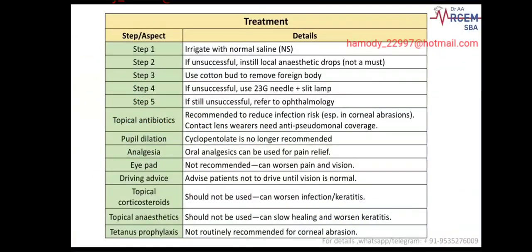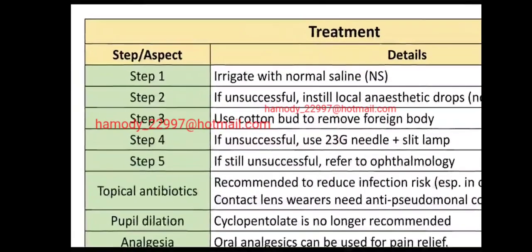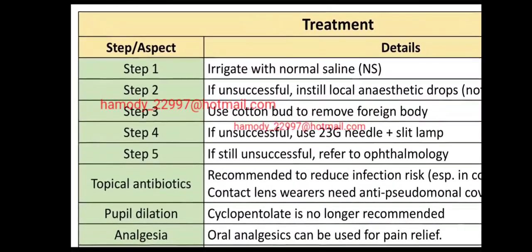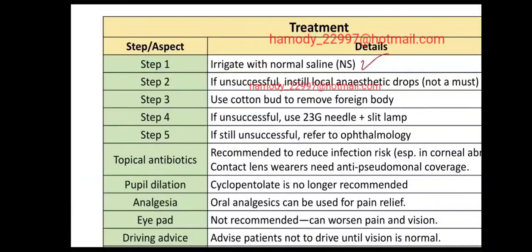How to remove a foreign body? Just irrigate it with normal saline and see whether it will be helpful. That will be step one. If that is not helpful, we usually place some local anesthetic drops. It is not a must, just to make the patient comfortable. So it is not a must that you need to do it in step 2.